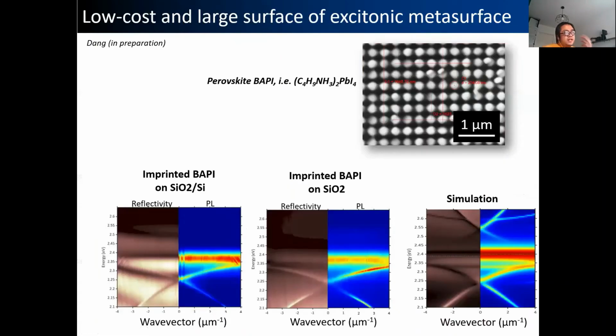And of course, the same mold can be reused a lot of times on different kinds of substrates. So for example, this one is perovskite on silicon dioxide on silicon substrate. So we observe the strong coupling regime. Here, PL, reflectivity. When we imprint it on a silicon dioxide substrate after 10 times, I did mention here that we did it 10 times and it still worked perfectly. You can observe the perfect match between the two fabrications, and also it matched very well with the simulation.